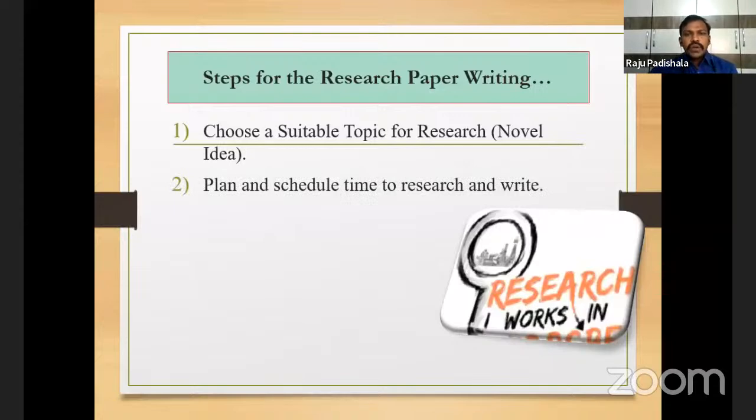Second, plan and schedule time for research and writing. Both the research and the paper writing should be planned. A realistic and flexible timeline can help avoid stress and delay and keep the scope of our research work in check. A clear timeline will produce a quality research paper and quality research work.